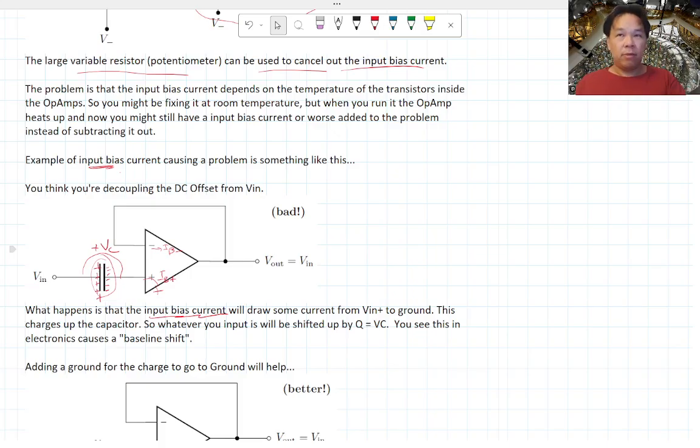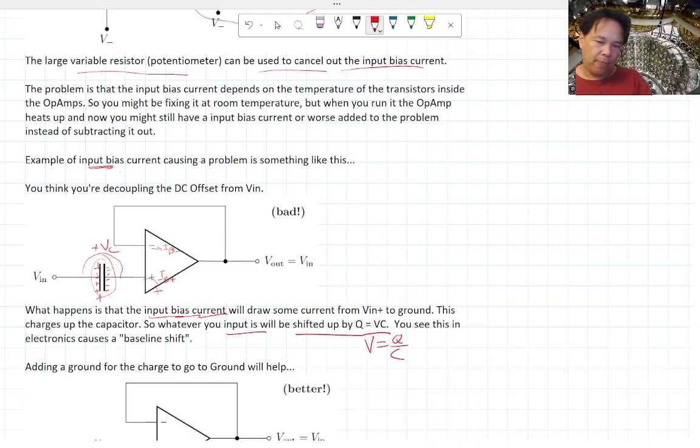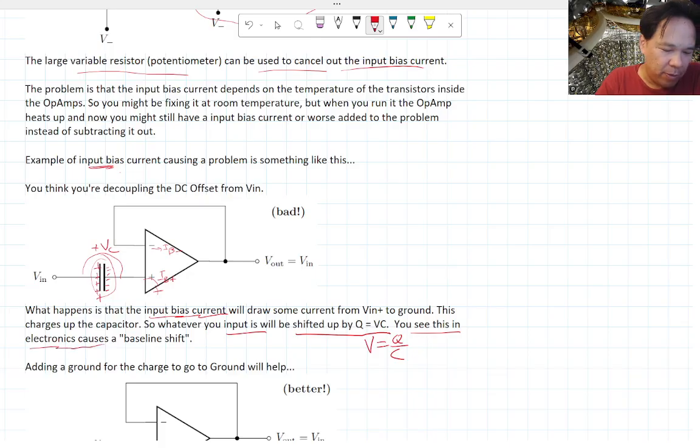So as this current builds up, as these charges build up, you're going to start getting an input that's shifted up by Q over C, whatever the charge is. You see this when people in electronics start studying what's called baseline shift. Your input is supposed to be centered around 0, but as time goes on, it starts shifting up and up and up.